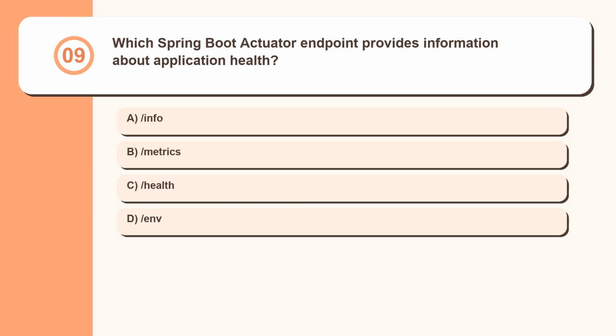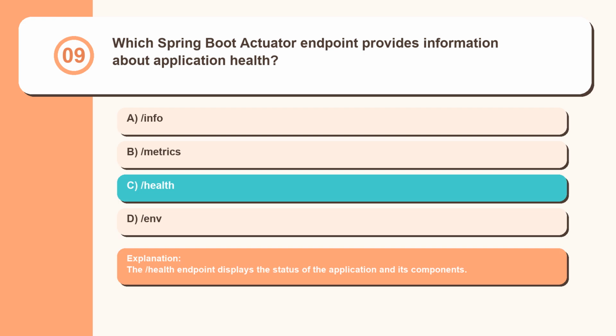Question 9. Which Spring Boot Actuator endpoint provides information about application health? /info, /metrics, /health, /env. The /health endpoint displays the status of the application and its components.